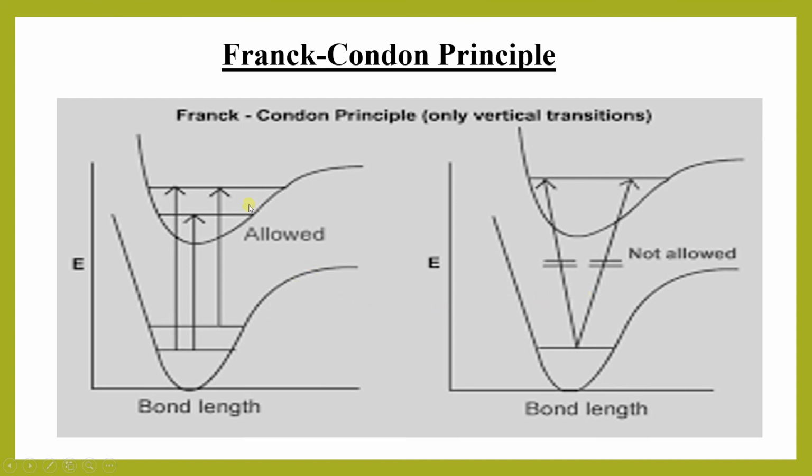So the answer is the first one, because according to the Franck-Condon Principle the electronic transitions are always written in vertical lines, or vertical transitions, because electronic transitions are very fast. It requires 10 to the power of minus 15 second, whereas vibrational transitions require 10 to the power of minus 3 second. So here the position and the momentum of the nucleus will not change. Therefore the electronic transitions are written in vertical lines.